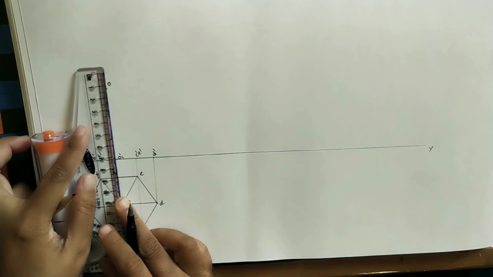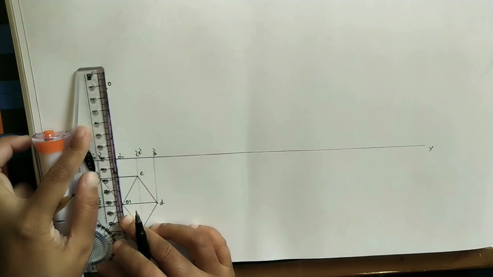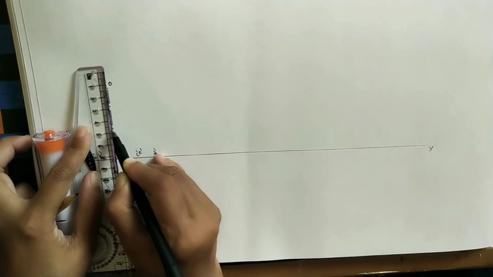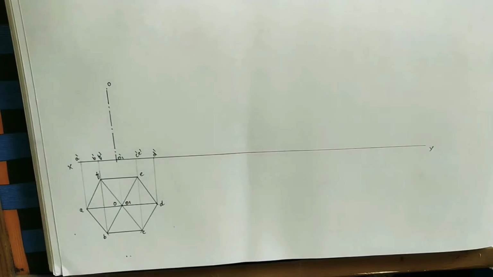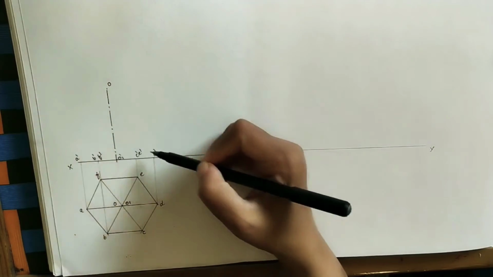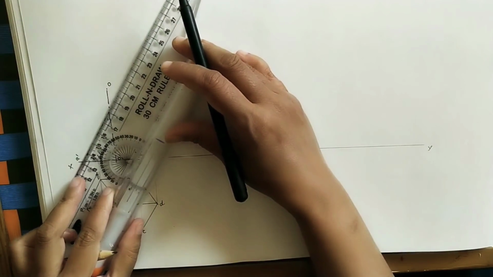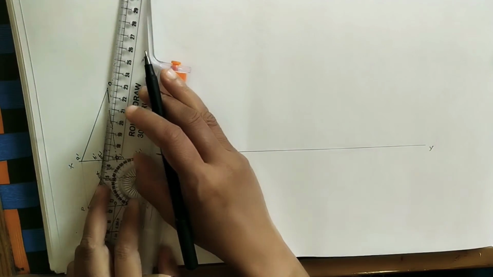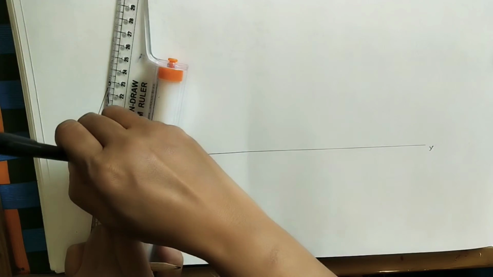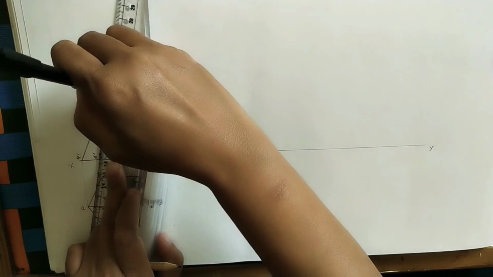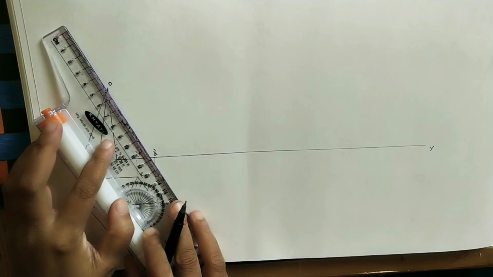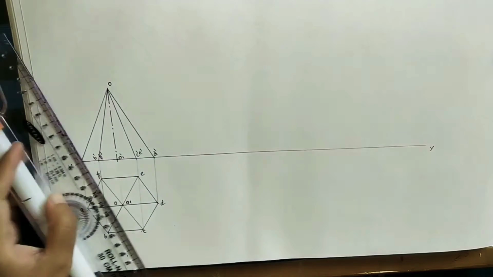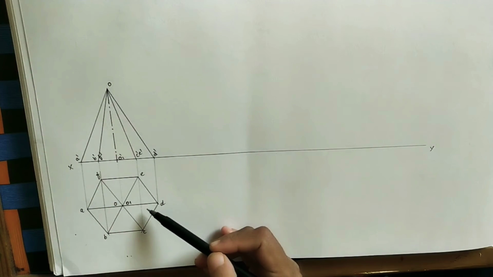Do the axis line here between O and this base. The axis line is 2 big lines with a dot, like this. Now we can see the slant edges also in the front view. Join A dash to apex. This is one slant edge and this is another slant edge. This is the front view and this is the top view.